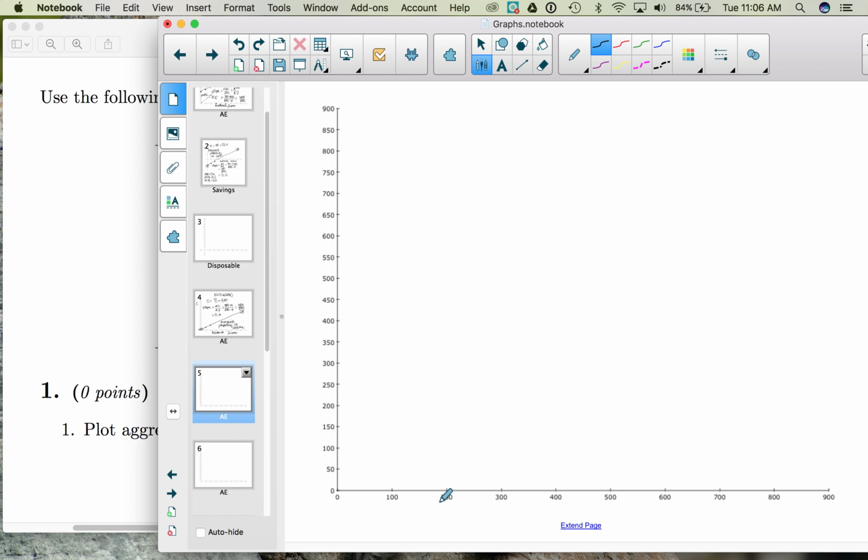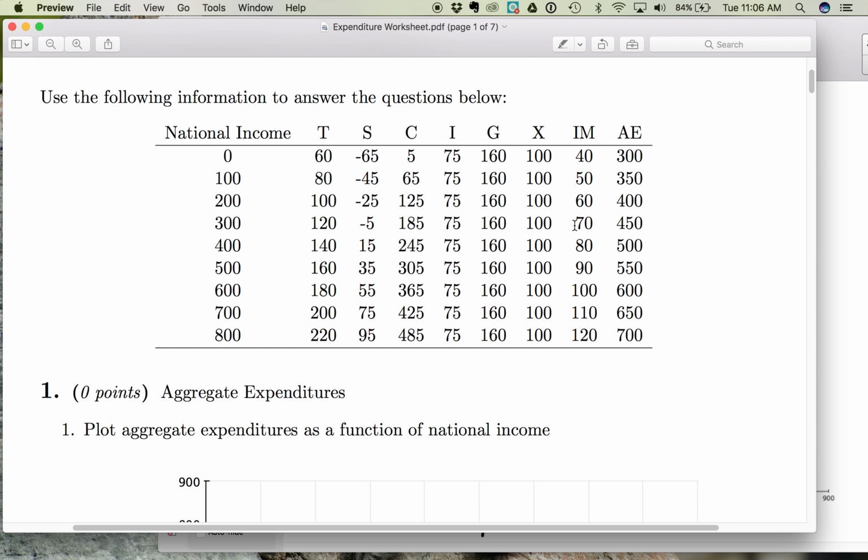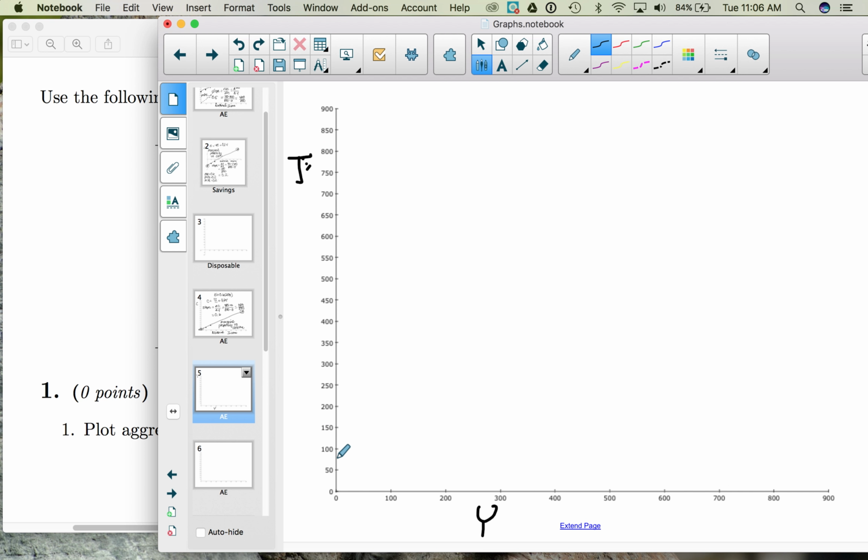So if we were to graph investment spending, we have national income on the horizontal, investment spending on the vertical, and as a graph, if investment spending is 75, then here we have a dot at 75, and at 100 income it's still 75, and at 200 it's still 75, all the way to 800 it's still 75. So as we plot investment spending, it should be a straight line.